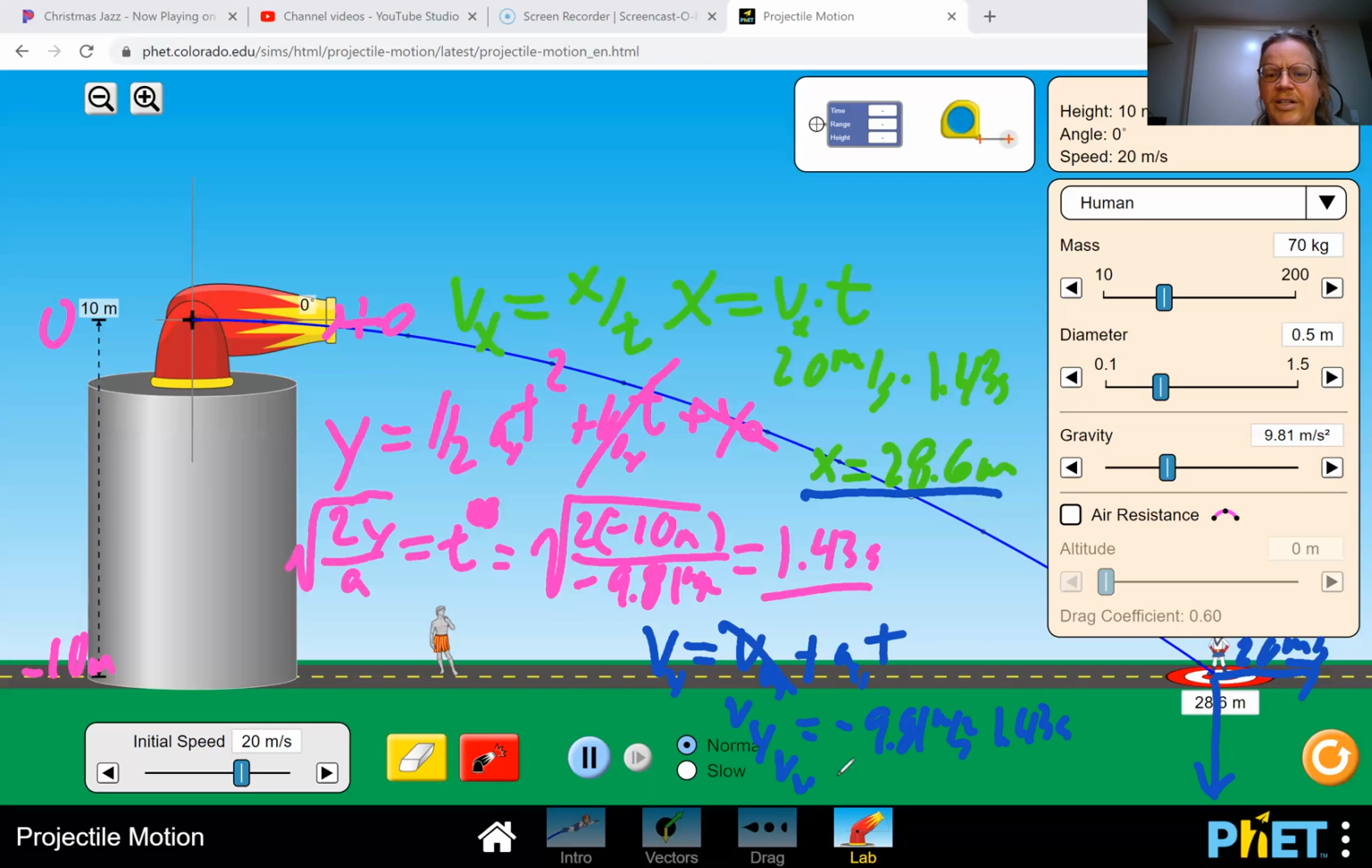So the velocity downward right before hitting the bottom is negative 9.81 times 1.43, which is 14.0. So I drew it a little long there, didn't I? I drew it a little bit long. So it should be a little shorter than my 20. So that's 14 meters per second that way. So upon hitting, it's going 20 meters per second sideways, 14 downward.